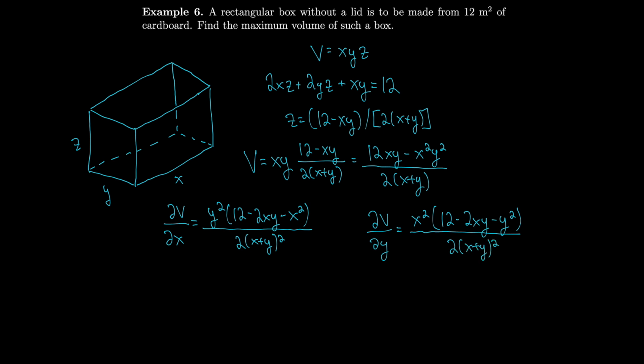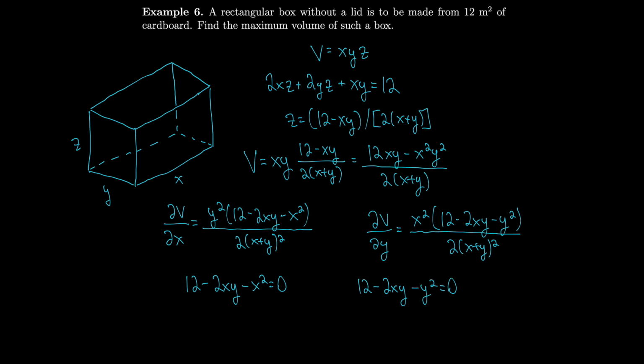So we'll set these equal to 0, so we want to know when the numerators are 0. Notice that if y squared and x squared is 0, then the dimensions of our box are 0, so we have a volume of 0, so that's useless. So how about we just consider where these guys are 0. So that's where 12 minus 2xy minus x squared is 0, and that's where 12 minus 2xy minus y squared is 0.